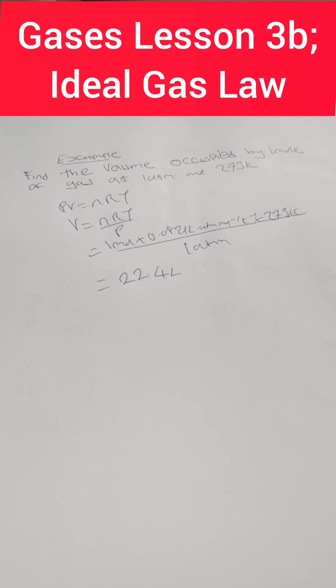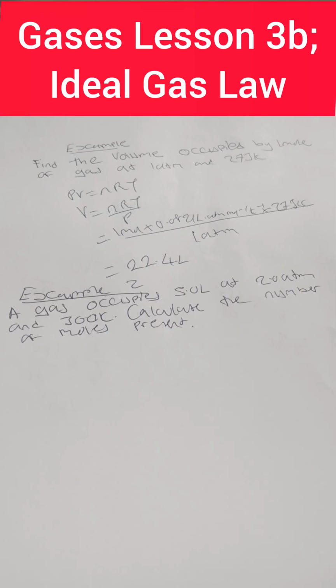So let's go ahead and solve example 2. The second example says a gas occupies 5 liters at 2 atm and 300 K. Calculate the number of moles present. Here we have been given the volume, which is 5 liters, the pressure, which is 2 atm, and the temperature, which is 300 K. We can use the gas constant of 0.0821 because pressure is in atm and volume is in liters. So let's write the ideal gas law and make n the subject of the formula.